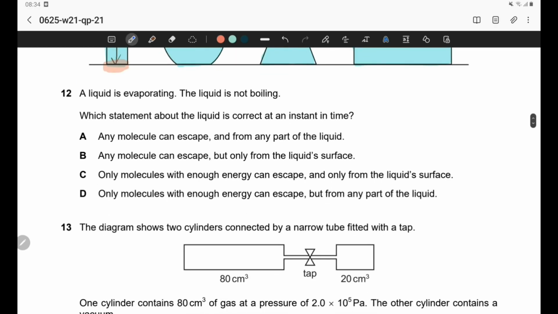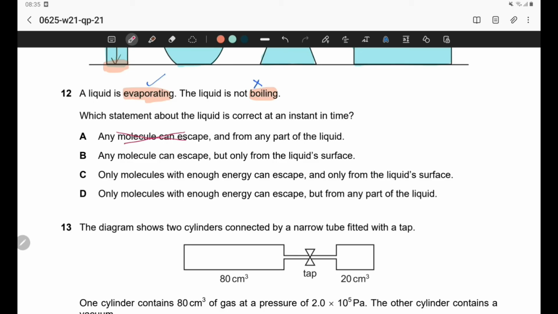Question 12. A liquid is evaporating, the liquid is not boiling. Which statement about the liquid is correct at an instant in time? So in order to answer this question, we need to understand the difference between evaporation and boiling. So here the liquid is evaporating, not boiling. So we have to identify which statement explains the property of evaporation, not boiling. Option A says any molecule can escape, but for evaporation, only the molecules at the surface of the liquid will escape. This statement is actually correct for boiling. So option A is wrong.